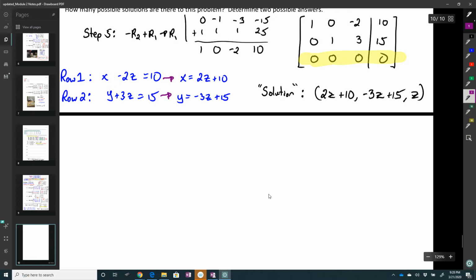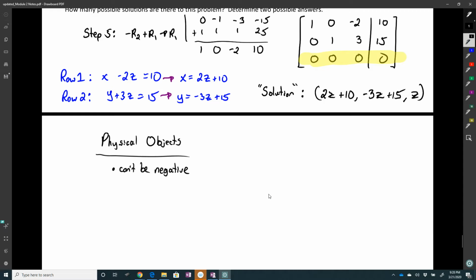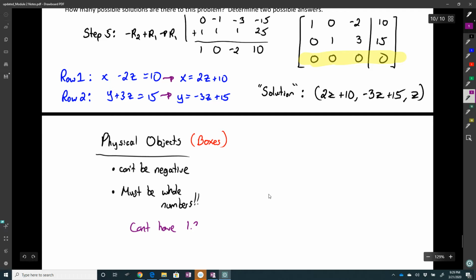So when we're dealing with physical objects, there are some generic ideas about them. First of all, if they were physical objects, they can't be negative. This isn't like in terms of debt or something. You can't have a negative amount of a physical object. And remember that in these problems, these are boxes. Also, they can't be fractions. They must be whole numbers. I can't have 1.5. It's either 1 or it's 2. There's nothing in between. So you can't have a fractional part of a box.